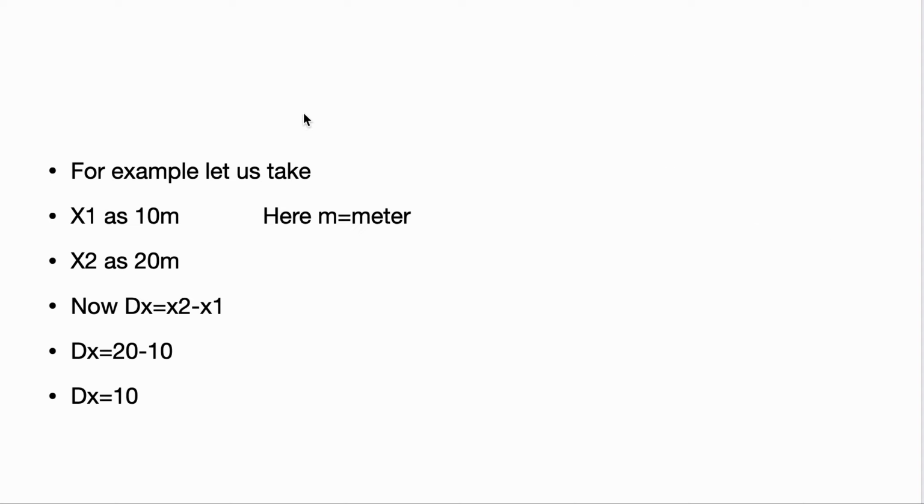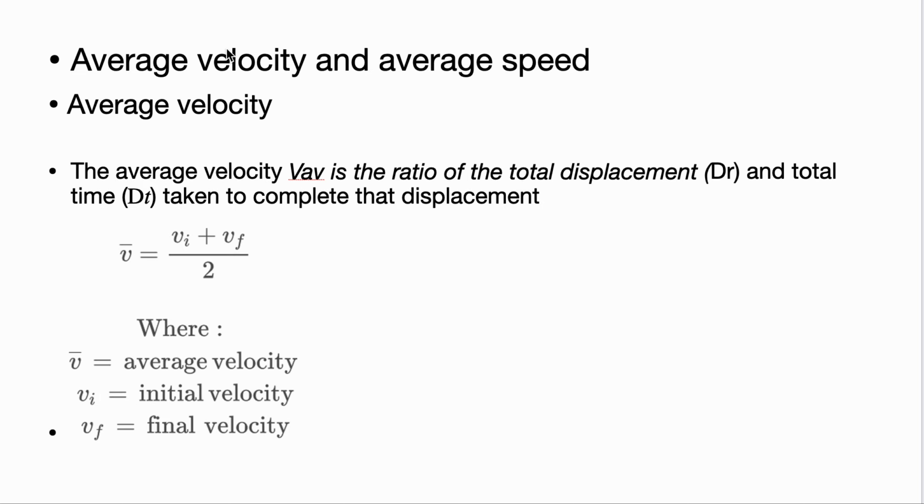So for example, we can take x1 as 10 meters, x2 as 20 meters. Now dx is x2 minus x1, that is 20 minus 10, 10 meters. That's all. Okay, now average velocity.